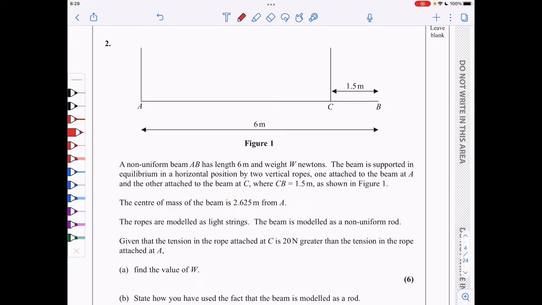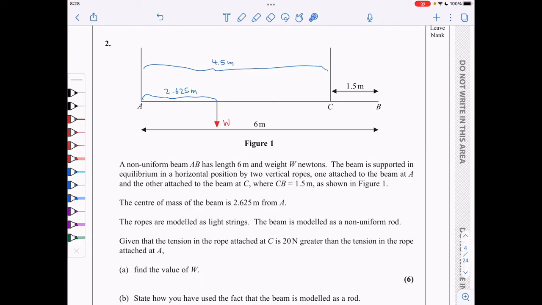So I could start by adding some forces here. This is the weight here. The distance is 2.625 meters. Now this is obviously 4.5 meters. Now the ropes are modeled as light strings. The beam is modeled as a non-uniform rod.